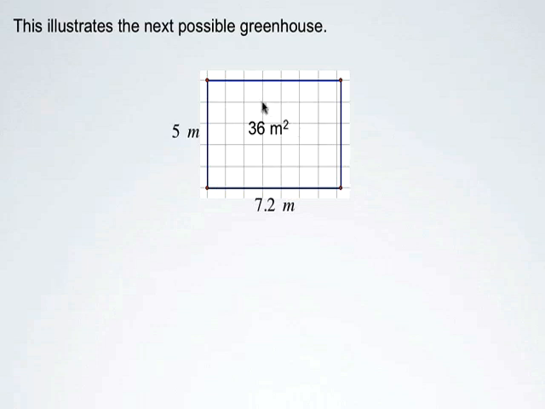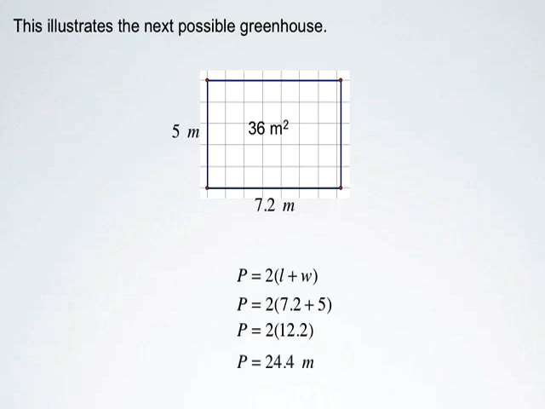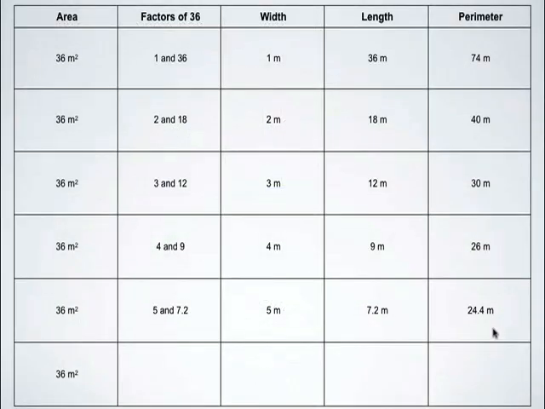So we have a width of 5 meters and a length of 7.2 meters, giving us a total area here of 36 meters squared. Let's find out the perimeter in this case. So we've got our formula, 2 times the length plus the width. We'll substitute in 7.2 for the length, 5 for the width. Add those two values together inside the brackets to give you 12.2. And multiply by 2, giving you 24.4 meters in this situation. So we've updated the table with 24.4 meters being the perimeter when we have a width of 5 meters and a length of 7.2 meters.